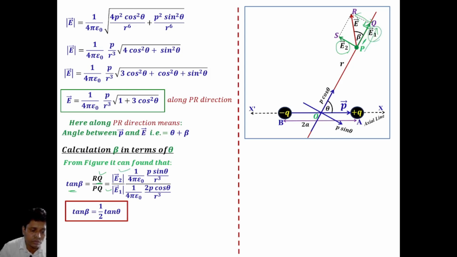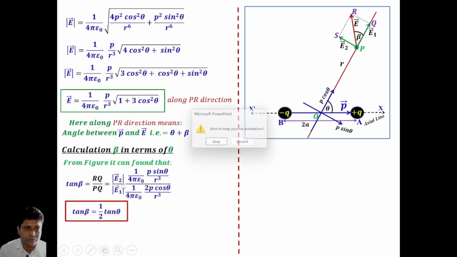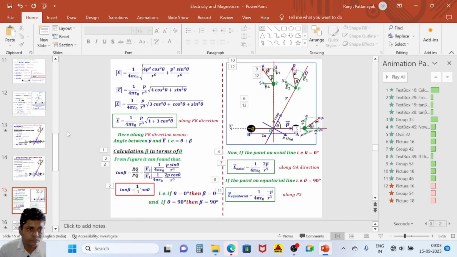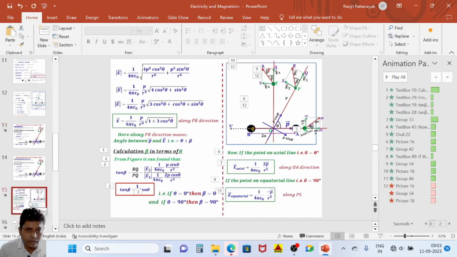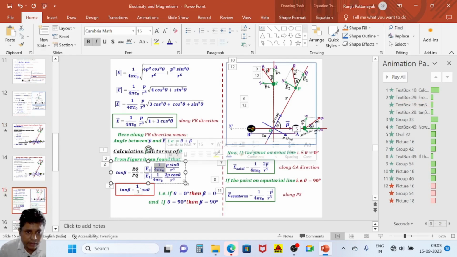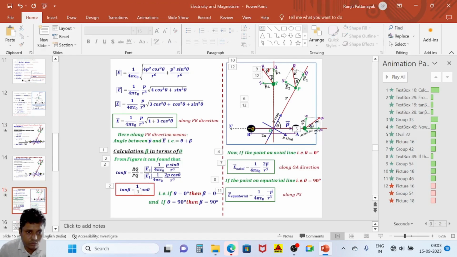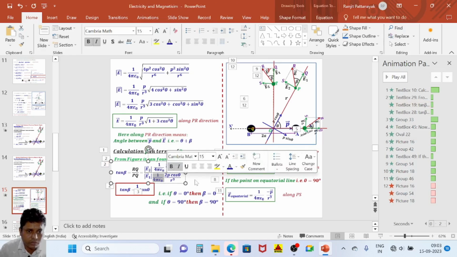Okay, now we are going to substitute those values we have already found. Here you can see we already found these values. I'm going to show you these values here. E1 we found as 1 by 4 pi epsilon 0 2p cos theta by rq. E2 magnitude is your 1 by 4 pi epsilon 0 p sin theta by rq, that we are going to substitute over there. Here we substitute the E2 value, which is 1 by 4 pi epsilon 0 p sin theta by rq, and the E1 magnitude 1 by 4 pi epsilon 0 2p cos theta by rq.